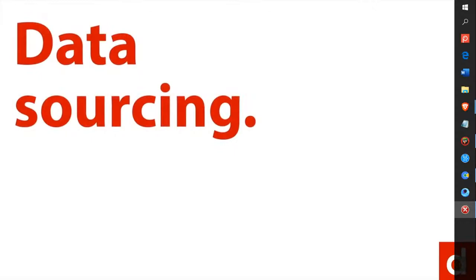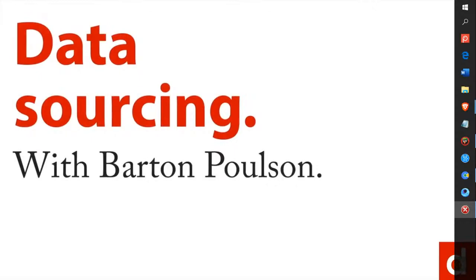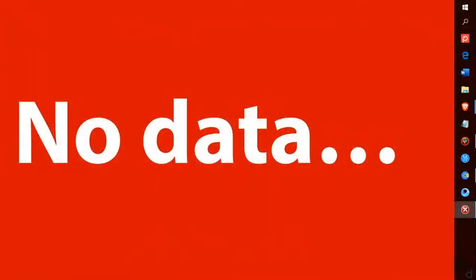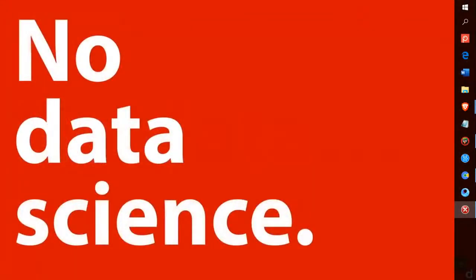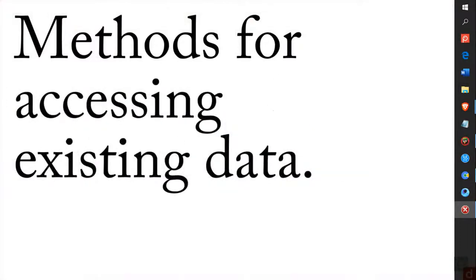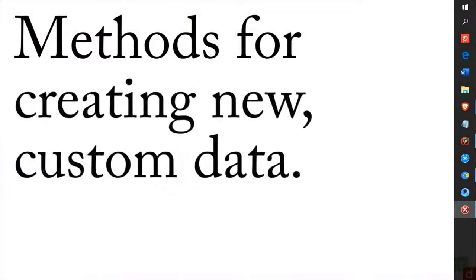Welcome to Data Sourcing. I'm Barton Poulson, and in this course, we're going to talk about data opus, or that's Latin for data needed. The idea here is that no data, no data science, and that is a sad thing. So instead of leaving it at that, we're going to use this course to talk about methods for measuring and evaluating data, and methods for accessing existing data, and even methods for creating new custom data. Take those together, and it's a happy situation.